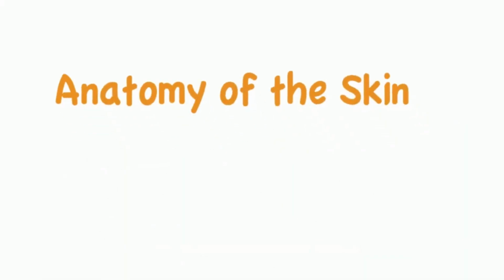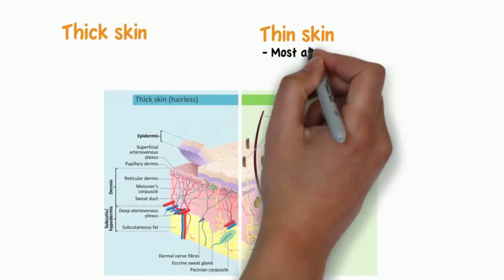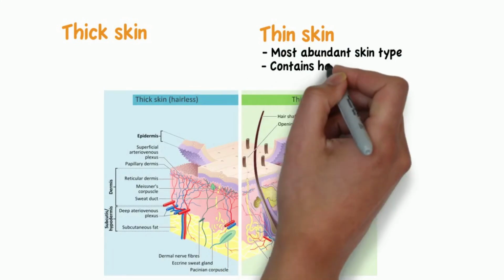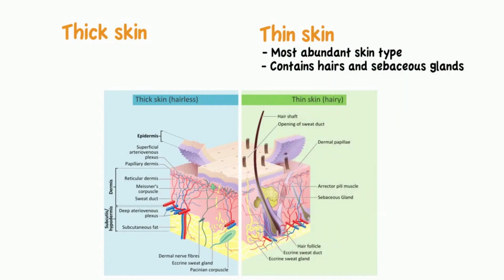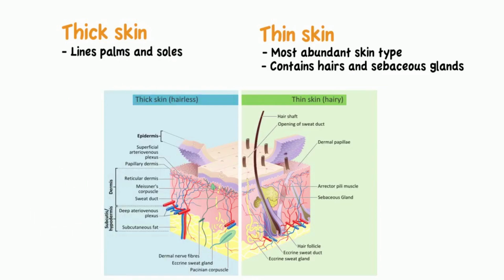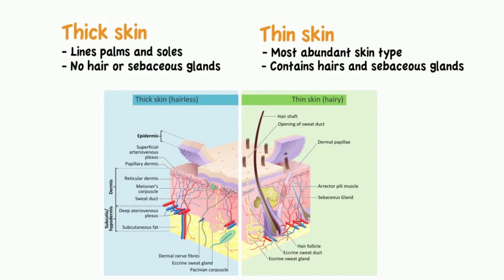The anatomy of the skin. Thin skin is the most abundant skin type. It lines most of the body and contains hairs and glands. Thick skin, on the other hand, lines the palms of our hands and soles of our feet. Thick skin has no hair or sebaceous glands, so that's important to remember.